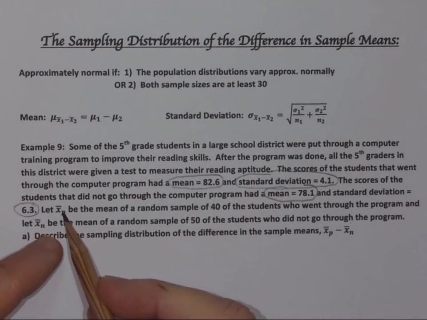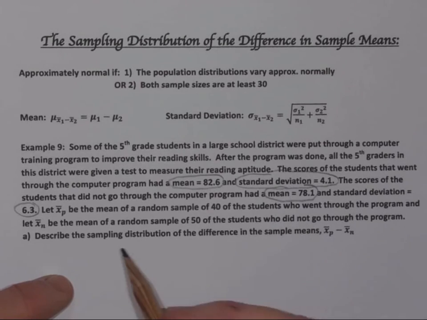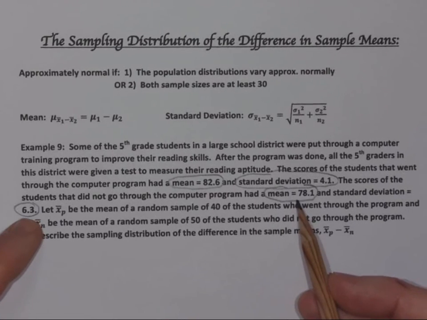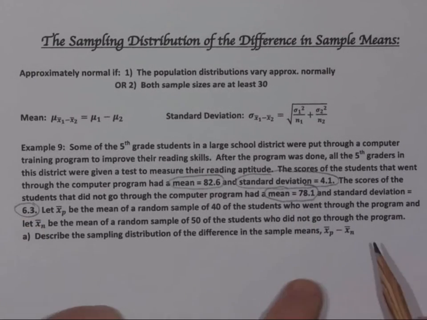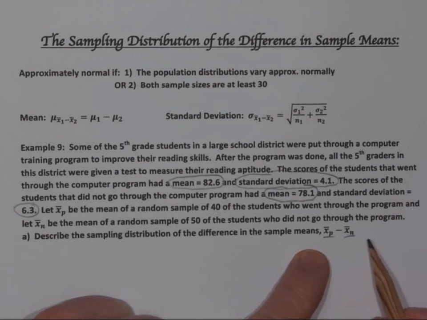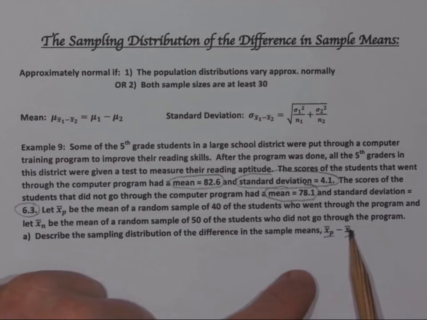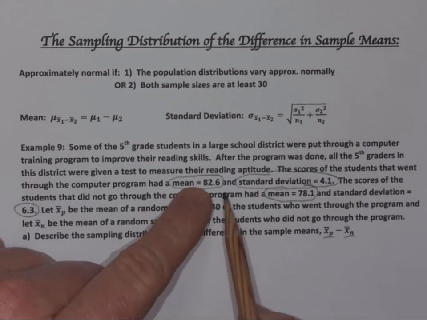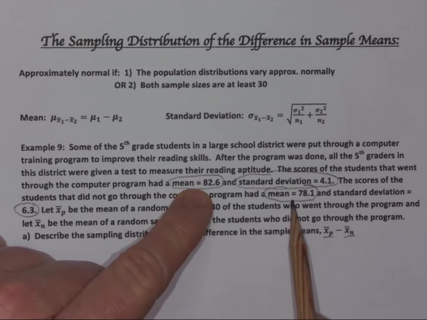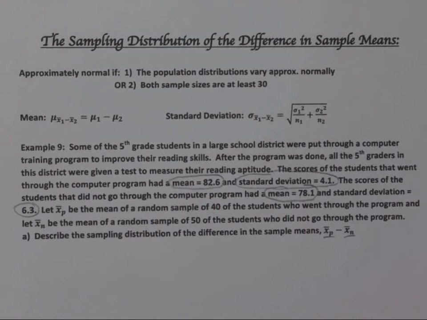So what we're doing is taking a random sample of the students that did the program and a random sample of the students that did not go through the program, and we're going to work with the difference between the two if you subtract it. Now, if you get a random sample from this and a random sample from this, and you subtract them, you're expecting the difference to be about 4.5, because that's the difference in the means. But there's going to be variability. Well, how can we describe that variability with the standard deviation?